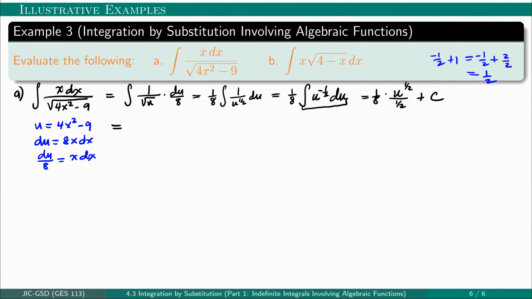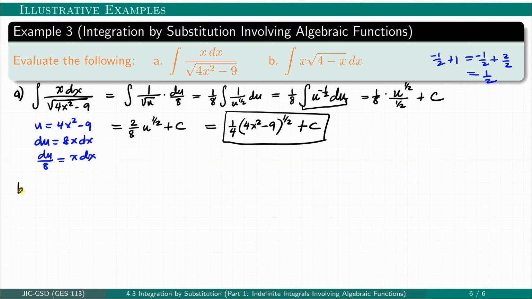Simplifying this, the 2 will go up, so this will be 2 over 8 u^(1/2) plus c. Well, 2 over 8 is actually 1/4. Replacing now the u, this will be 1/4 times (4x^2 minus 9)^(1/2) plus c.